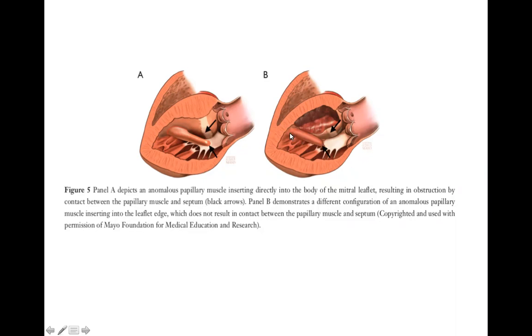In case of a papillary muscle attached to the free edge of the anterior leaflet of the mitral valve, and there is no contact with the septum, you can leave this, because if you resect, you may end up with mitral prolapse and mitral regurgitation.